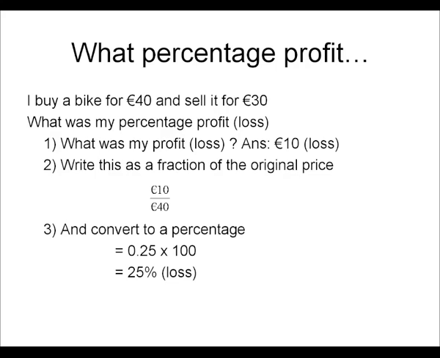So this is just straightforward finding percentages. To find a percent, write it as a fraction and then convert it to a percentage. In these questions, we're going to be talking about profit and loss. So when we make a profit, I'm going to say it's plus 25%, but if I make a loss, you'll need to put your answer in as minus 25% to indicate that it was a loss. So if you buy something for 40 and sell it for 30, you've made a 25% loss.